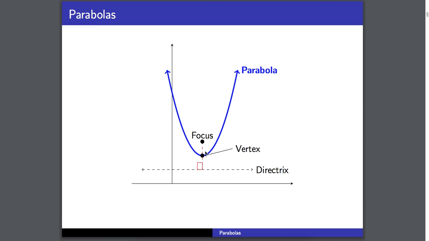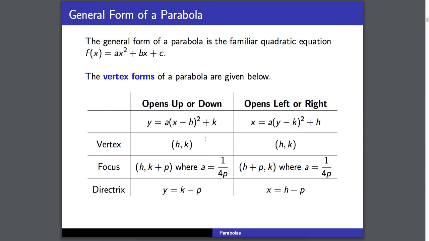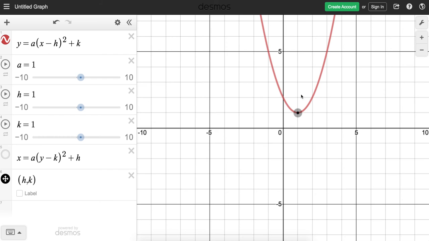So this distance from the focus to the vertex is the value of p in this expression, k plus p. Again, remember that the focus is always inside the parabola. So in this case, our focus point would be somewhere maybe in here.